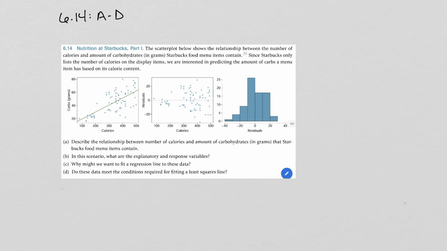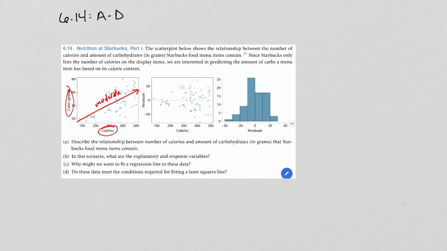All right. Describe the relationship between the number of calories and the amount of carbohydrates in grams. Positive, moderate. Okay, and it's linear. In this scenario, what are the explanatory and response values? Explanatory, calories, response, carbs.